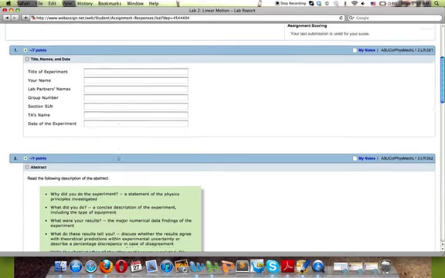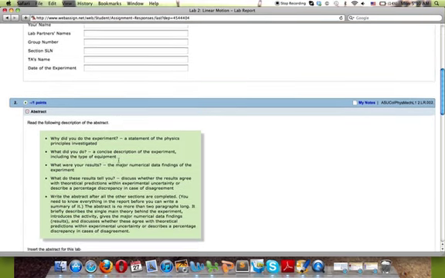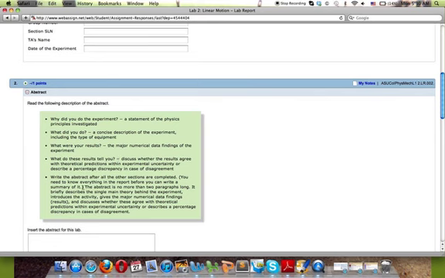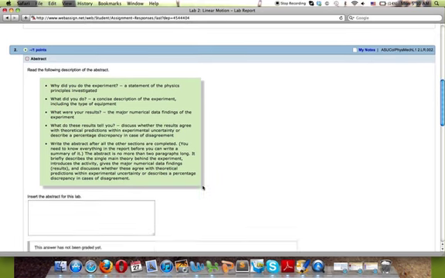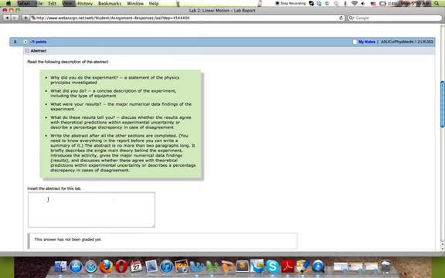So this needs to be completed. The abstract, and you can see there is a description. To write a good abstract, you need to know it's a brief summary of the whole lab report. So after the whole lab report is completed, that's when you start writing the abstract. Even if it comes at the beginning, this presents the whole lab report. So be sure you write the abstract at the end.